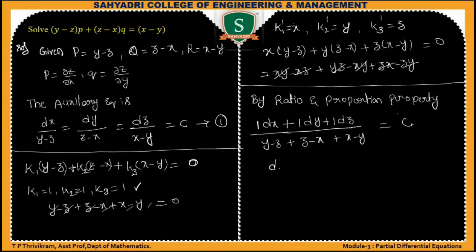dx plus dy plus dz divided by 0 will get equal to c.